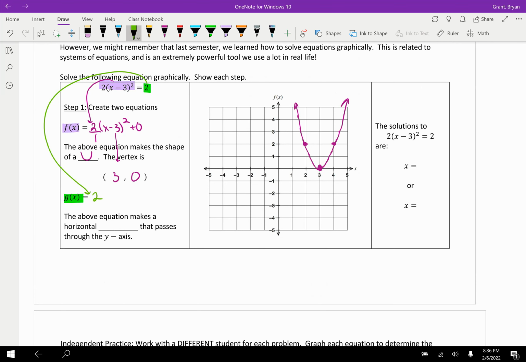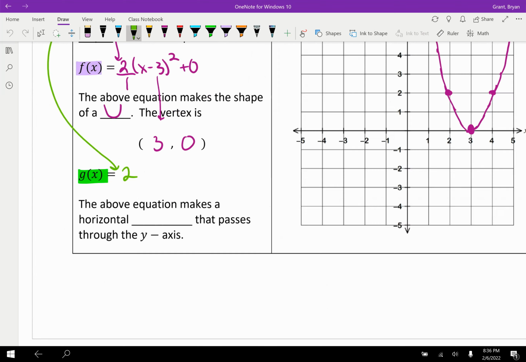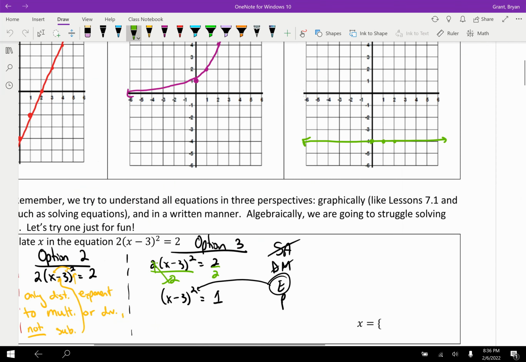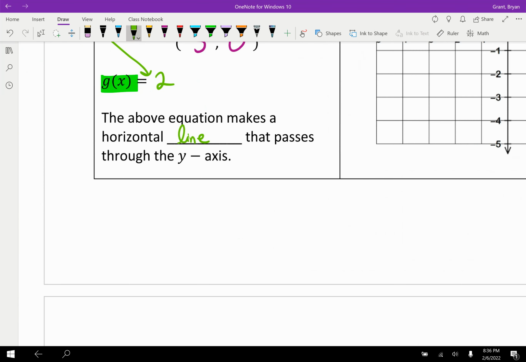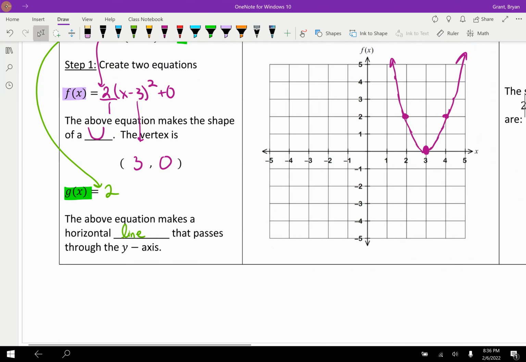Then we also have this equation in green, g of x equals 2. Well, that's pretty darn similar to our opener, h of x equals negative 4. So I'm pretty sure this is going to make a horizontal line which passes through the y-axis. In fact, it passes through the y-axis at 2. Here is my horizontal line.